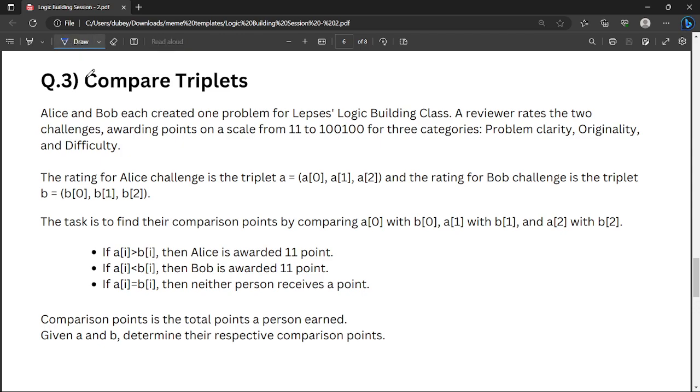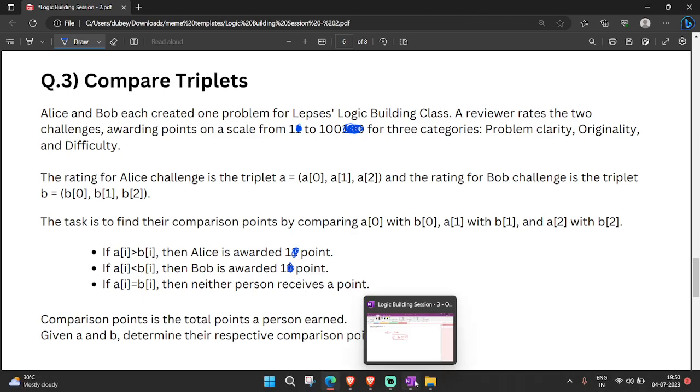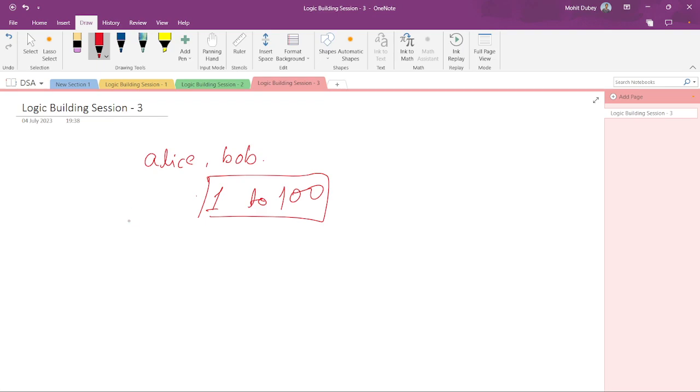So the question says, again, we'll look at the question first. This is 1 to 100, right? And here also, this is not this. So we were at, yeah, the rating for Alice's challenge is the triplet. For both Alice and Bob, we will be getting some triplet. Suppose this is Alice, she will be getting a triplet, 1 2 3, and here is Bob, who will be getting a triplet for him also, right?